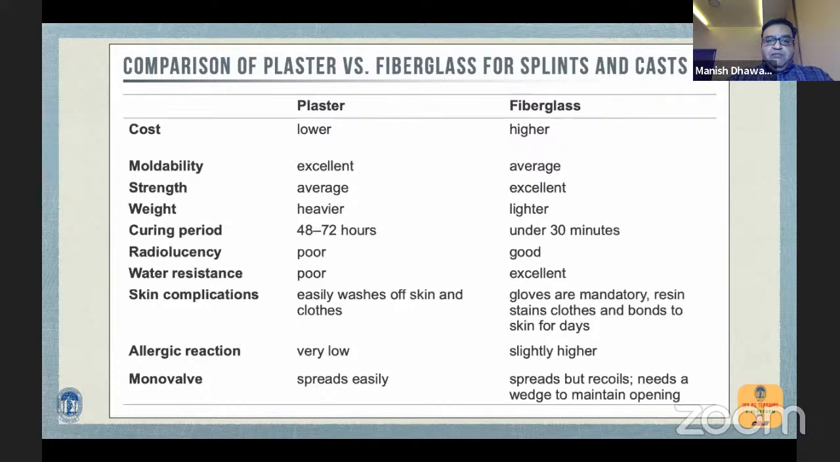Now, plaster of Paris spreads easily. You can spread it very nicely and mold it. But fiberglass spreads but recoils. You need a wedge to maintain the opening because it is very important. It's a very hard cast. So if you have to have an opening, it is better to make a wedge and make the opening wider because it has a problem of recoil. So it can tighten.